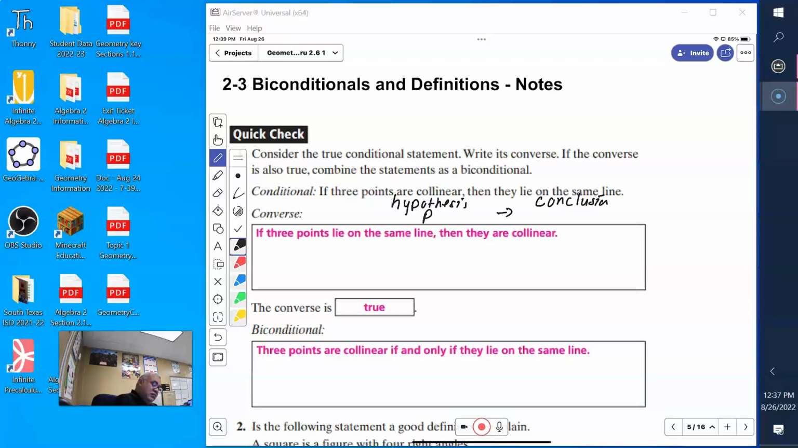P implies Q. So what we're going to do now is switch. If 3 points lie on the same line, then they are collinear. So you notice we have Q implies P, and we know that this is true, and we know that this is true. So both statements are true. So the converse is true. So how do you write a biconditional? 3 points are collinear, and then you notice we write the if and only if. They lie on the same line. So that's how you write a biconditional.